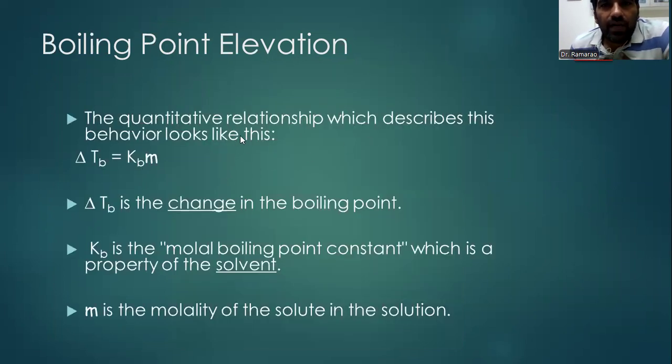So the quantitative relationship which describes the behavior looks like this: delta TB equals Kb times m. Delta TB is the change in the boiling point, where Kb equals the molal boiling point constant, which is a property of the solvent, and m equals the molality of the solute in the solution.